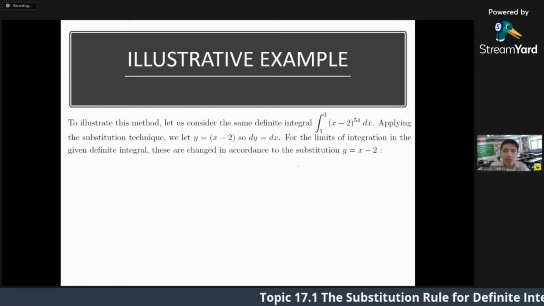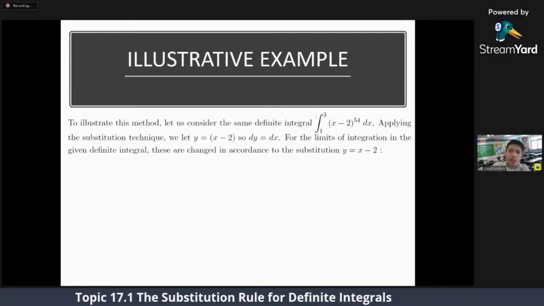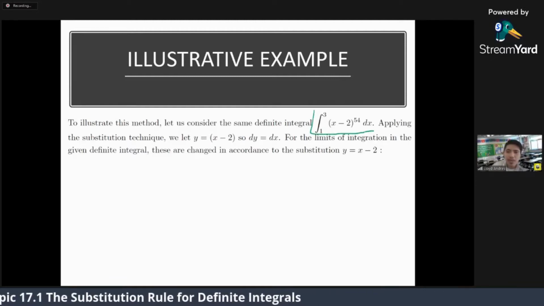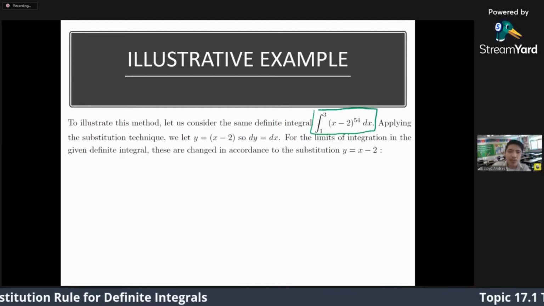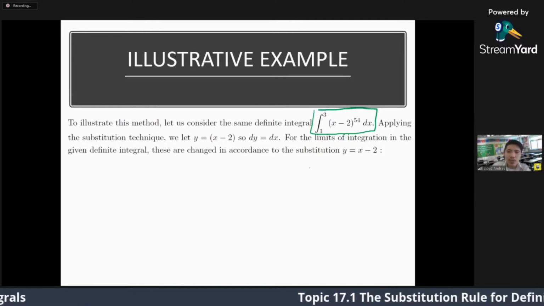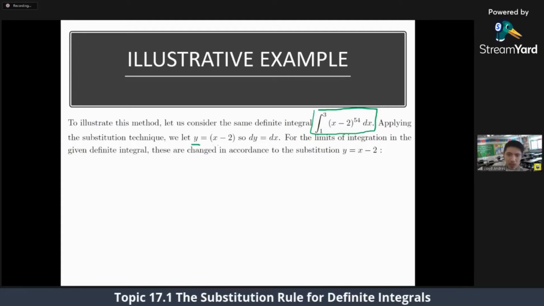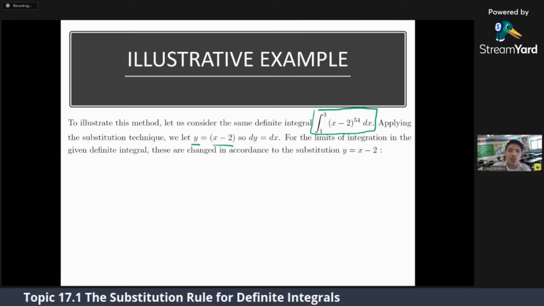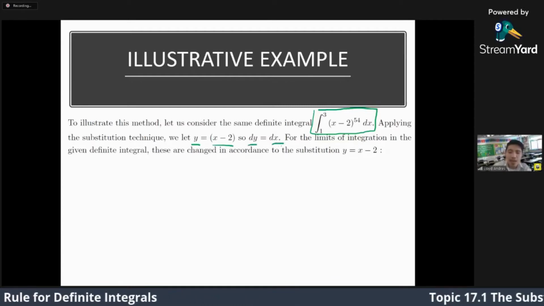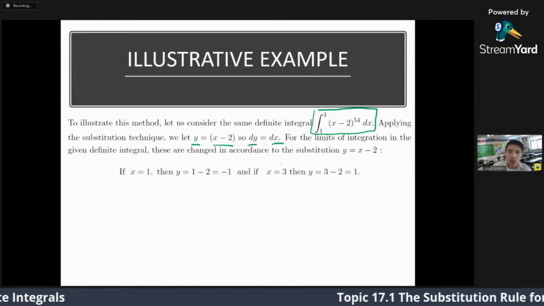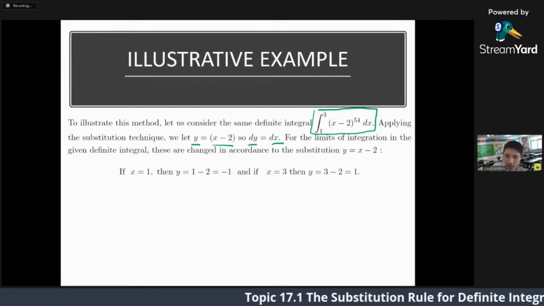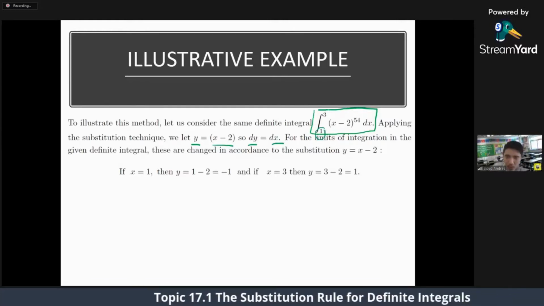For the illustrative example, we use the same example as before, so we can see the difference between the first method and the second method. For the second method, we let y equal x minus 2. Therefore, dy equals dx. But aside from that, we also have to change the limits, the 1 and the 3.